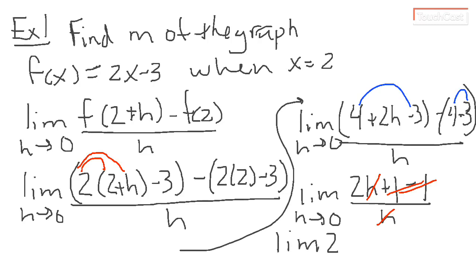of 2 as h goes to 0, which means the slope when x is 2 of this line is going to be 2, because we learned in our last chapter the limit of a constant is that constant. Let's look at one more example for this video.